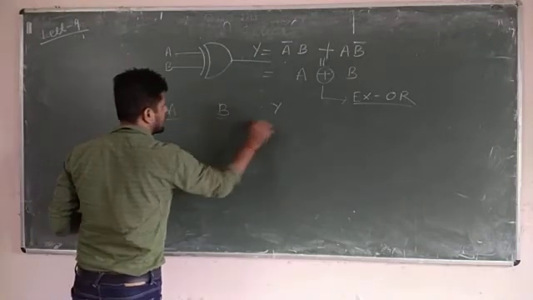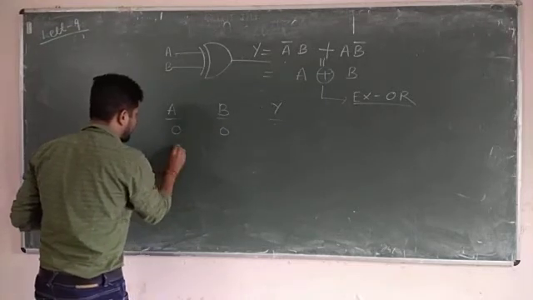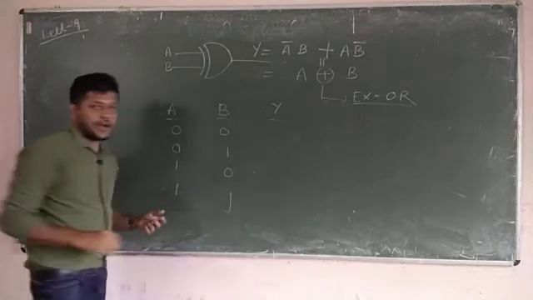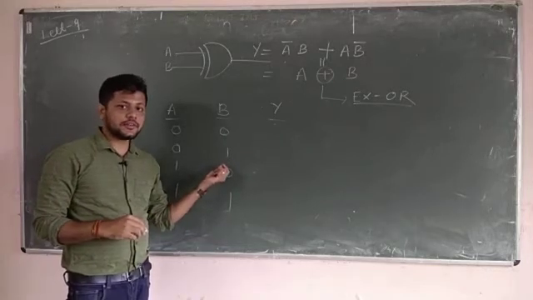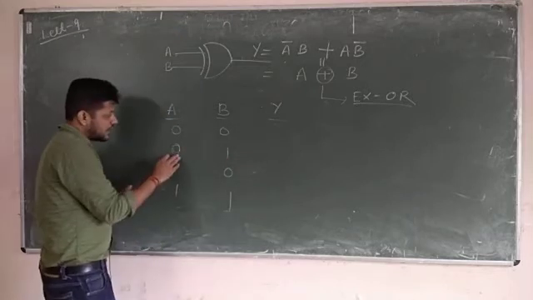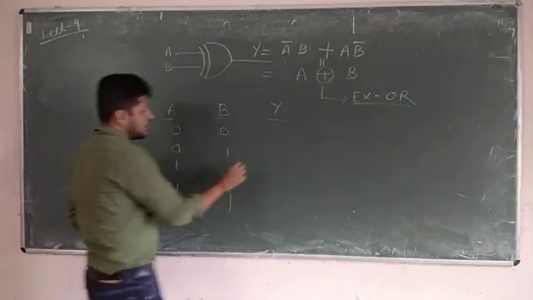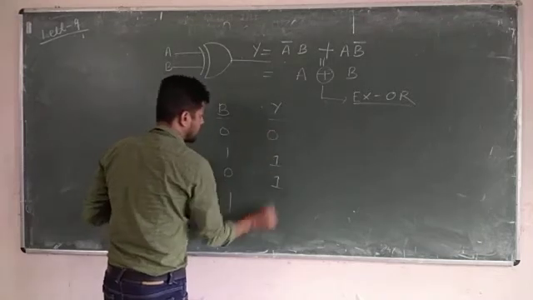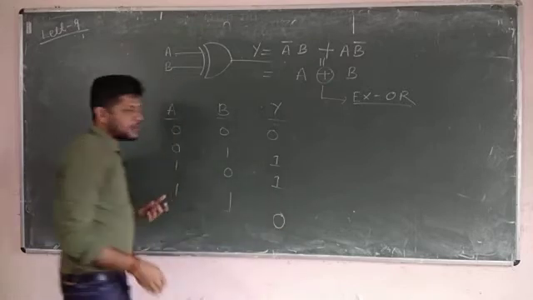The output of the XOR gate is 1 only when one of the inputs is 1. That is in this case, 0 1, when A is 0, B is 1, or A is 1, B is 0. In this case only the output of the XOR gate is 1. In all other cases, that is both 0 and both 1, the output will be 0.